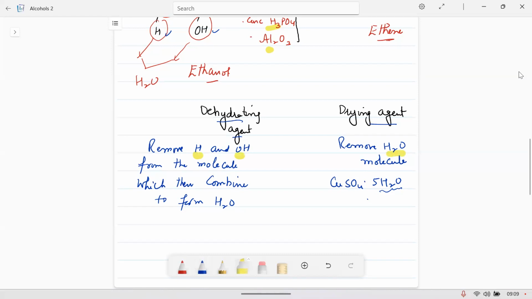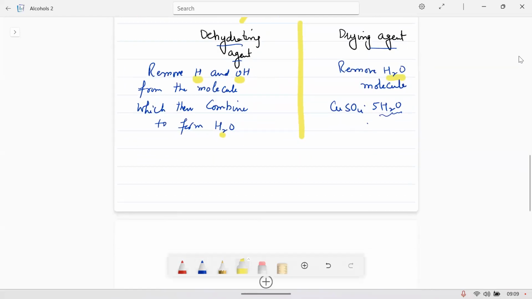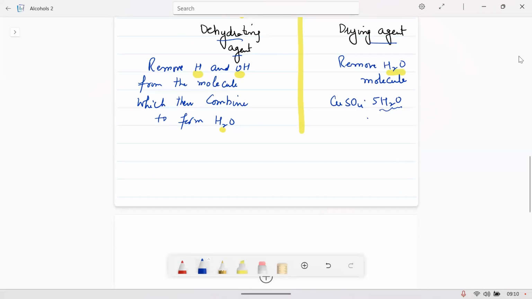Here, the H and the OH are removed. They then form the water molecule. So this is a basic difference. Some of the examples of the dehydrating agents have already been explained to you. And some examples of a drying agent could be KOH, calcium chloride, silica, and calcium hydroxide. So these are some of the examples of a drying agent.